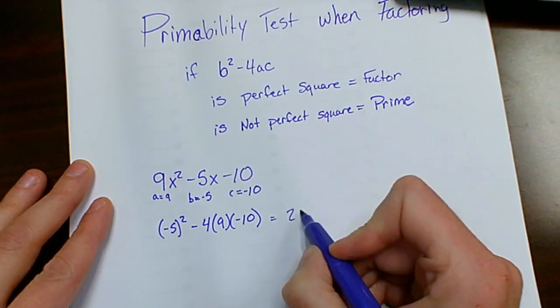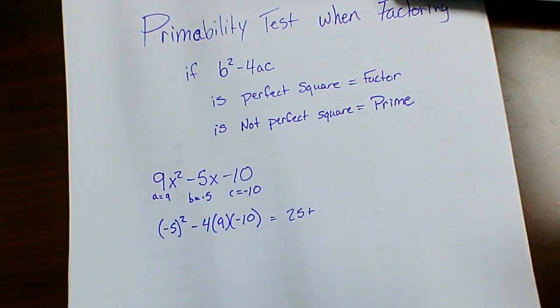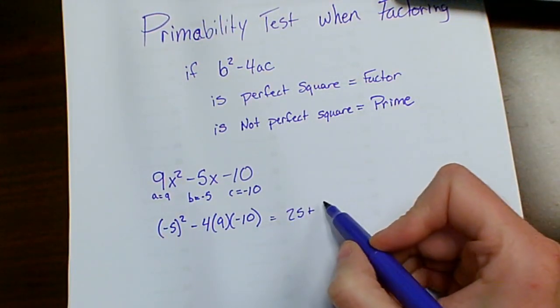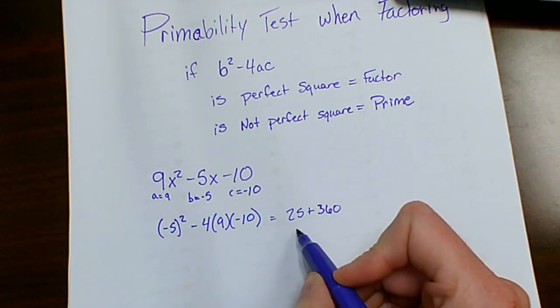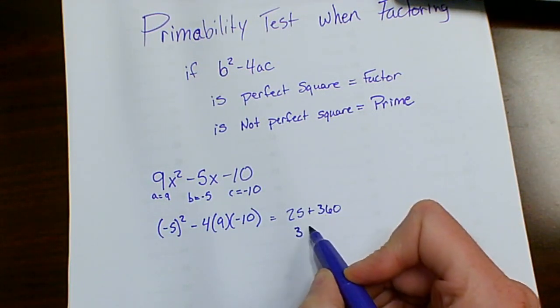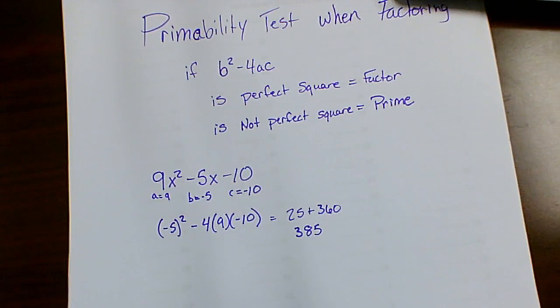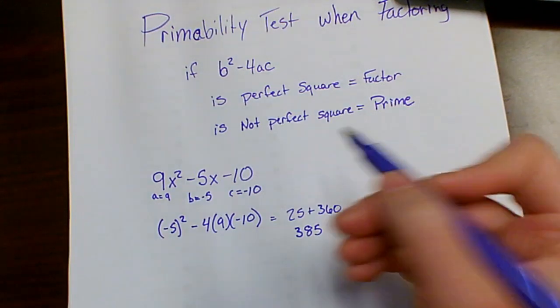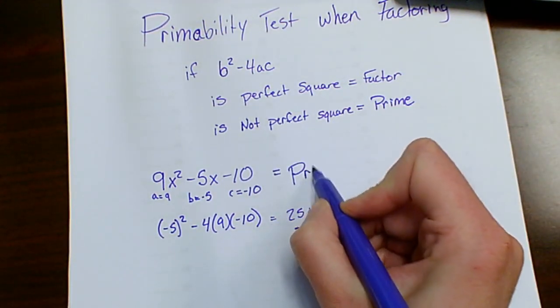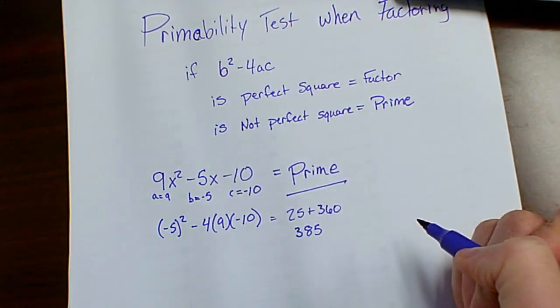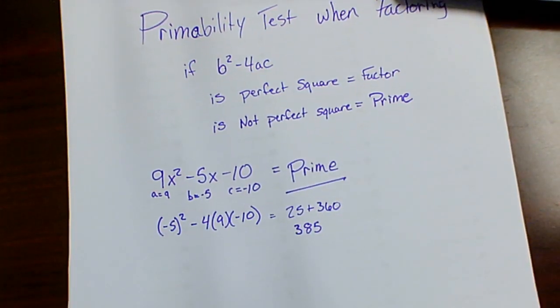So we have negative 5 squared minus 4 times 9 times negative 10. So we'll have 25 plus 360. So we have 385. 385 is not a perfect square, so we can just call this prime, meaning it cannot factor.